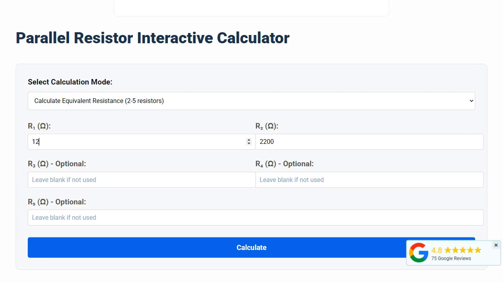The calculator will display the total equivalent resistance of your parallel circuit, the current flowing through each individual branch, and the power being dissipated by each resistor. These results are essential for ensuring your components are properly rated and your circuit will function safely.